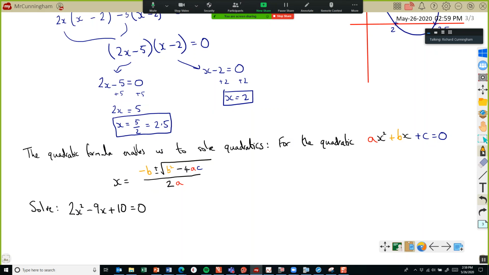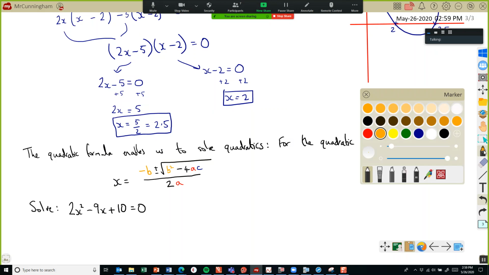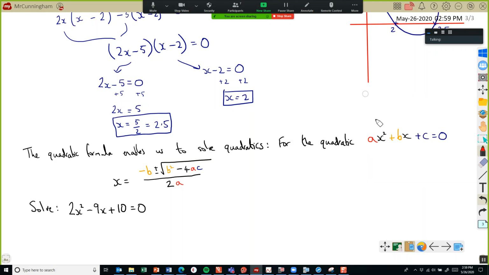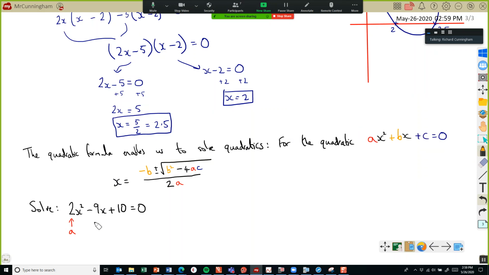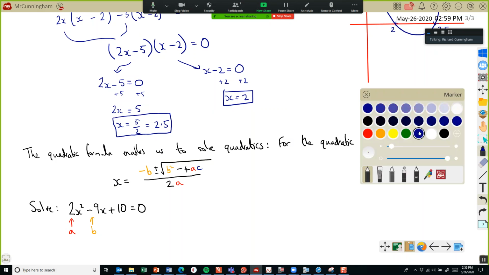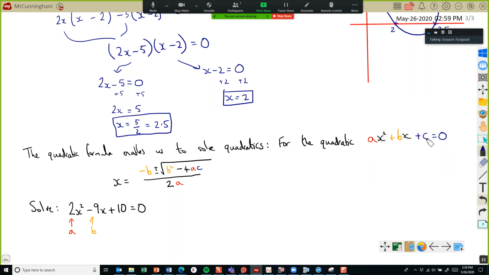What is the value of a? A is the number in front of the x squared, so that is 2. What is the value of b? Negative 9. b is negative 9. And what is the value of c? c is the number left over, which is just 10.